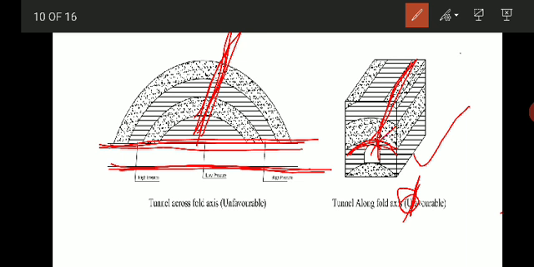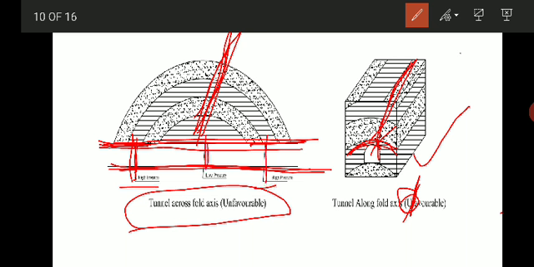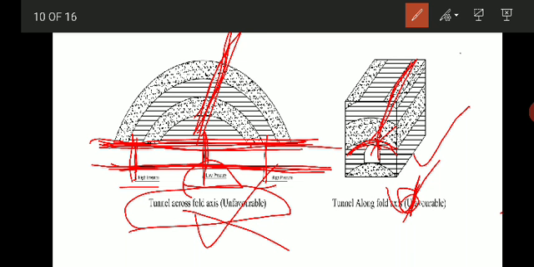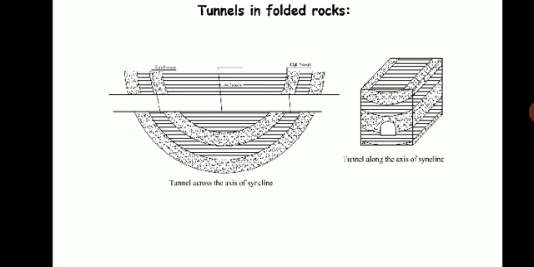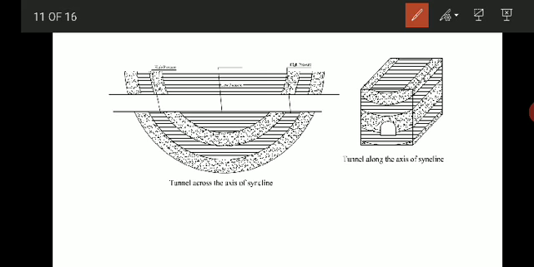If you compare these two, which is unfavorable? Here the pressure distribution is unfavorable. You will come across a number of bedding planes, and on the limbs the pressure is high, while at the central portion there is a low pressure area. So if you construct a tunnel here, the pressure distribution is uneven. This is unfavorable, and this one is favorable because it acts as a natural arc.